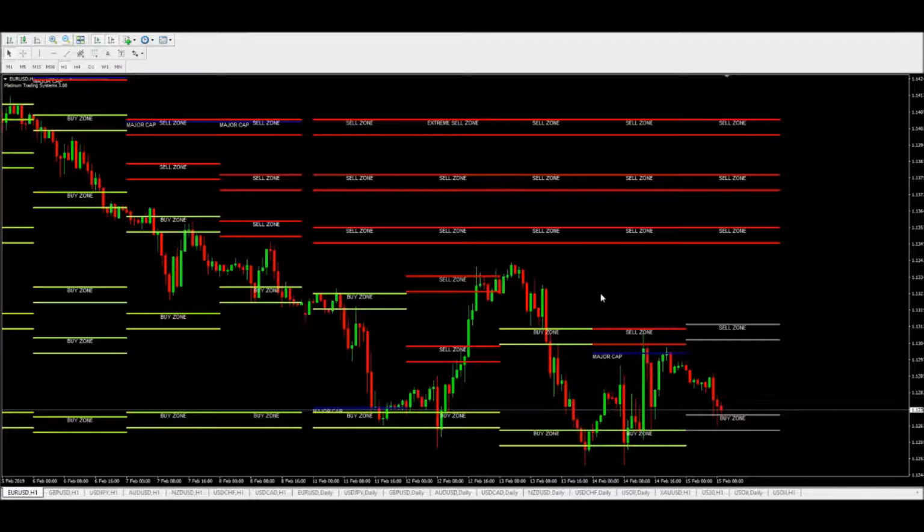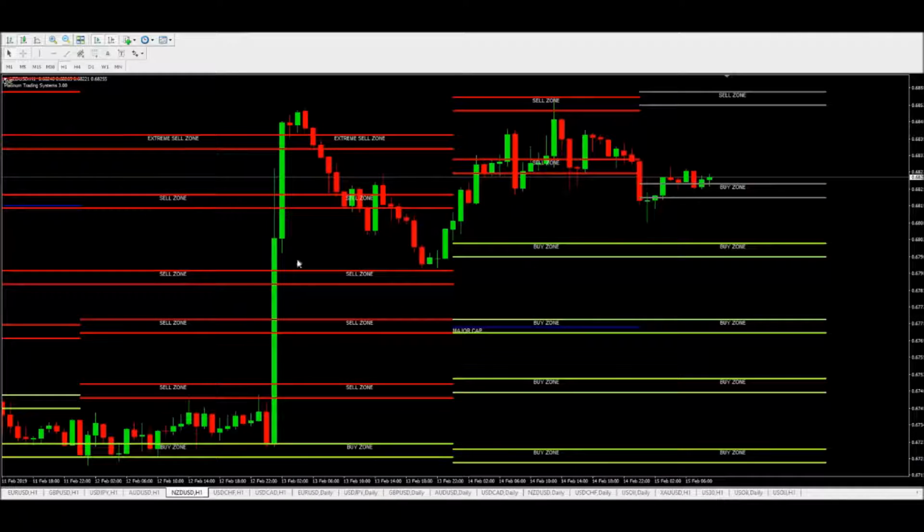But we've had 4 trades trigger in. We've had 3 from our day trading strategy and 1 from our extreme zone strategy. Let me show you the extreme zone one first.